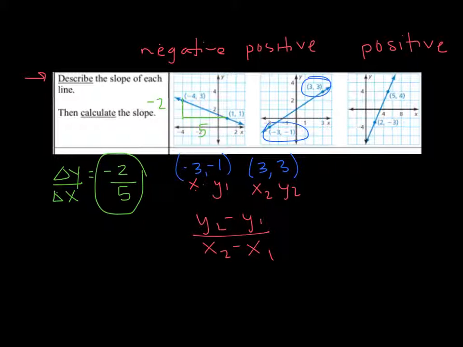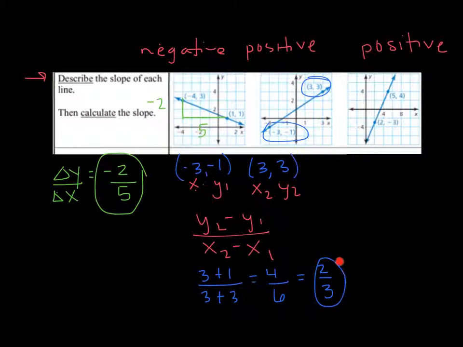So we have y2, which is 3, minus y1, which in this case is negative 1. So remember, when you have minus a negative, it becomes plus 1, over x2, which is 3, minus x1, which is negative 3. So minus a minus becomes plus, so we have 3 plus 3 on the bottom. So now 3 plus 1 is 4, and 3 plus 3 is 6. 4/6 reduces to 2/3. Notice it's positive, just like I described my slope as a positive number.